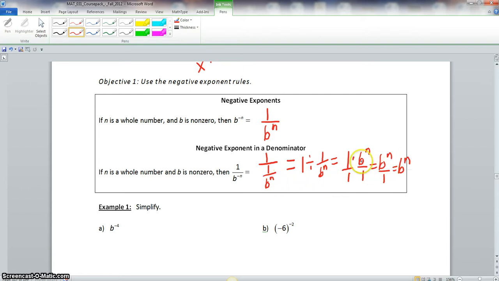Now, I showed you the mathematical process of getting the final answer when you have 1 over a whole number to the negative exponent. So it ends up just being that base and the exponent being positive. So what we could have done here, since you know the rule now, 1 over b to the negative n is just b to the positive n. Okay, now we scroll down here.